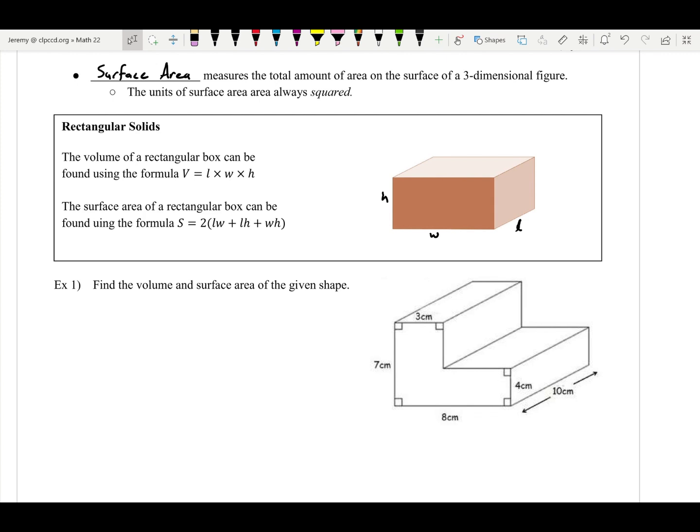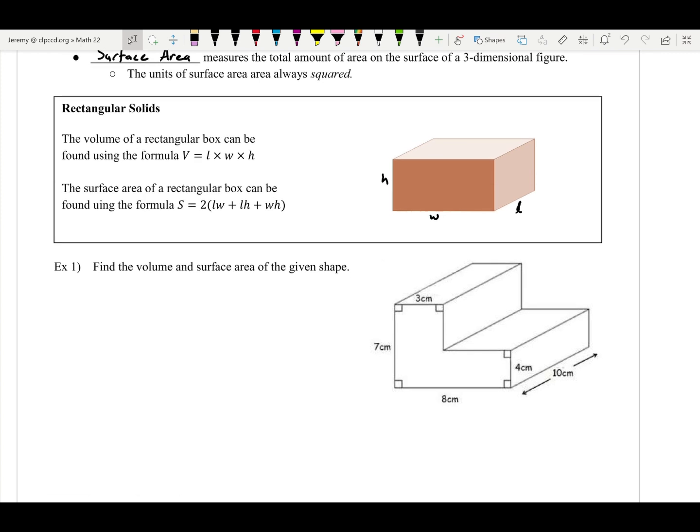The surface area of a rectangular box can be found using the formula S equals 2 times length times width plus length times height plus width times height. Where this comes from is to think about each of these surfaces. Sometimes we put a bunch of two-dimensional surfaces together and they form a three-dimensional object. To find the surface area, we just find the area of each surface that makes up this shape.